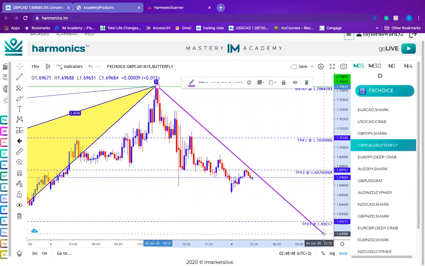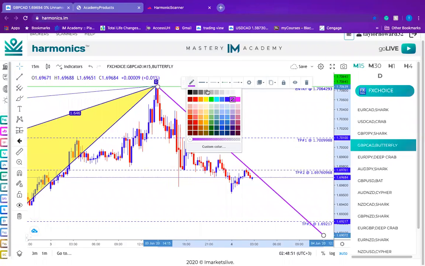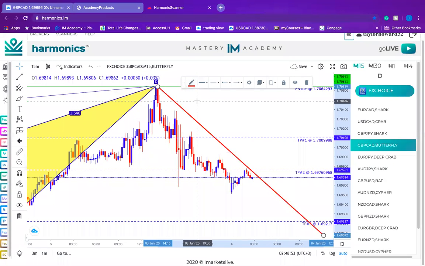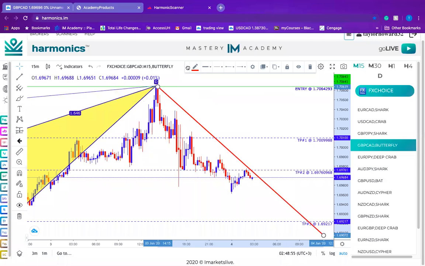So I draw a downward line, right? As you see, we're making lower lows and lower highs. So we have our lower high, lower high, lower high, lower high, and we have our lower lows. Let me brush that. Lower highs, lower lows, and it's continuing now, all right? If you notice, it's going with our downward trend.